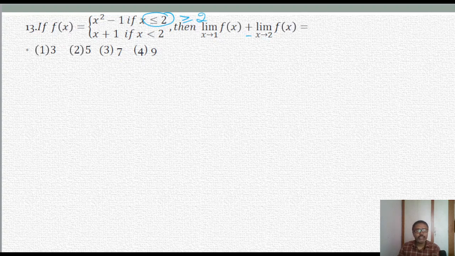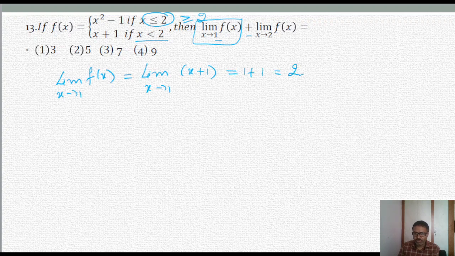Add them. So condition is given at 2. At 1 we don't have any condition. At 1 we have only one function. At 1 which function we have? We have this function with the condition x is less than 2. X is 1, which is less than 2. So to find the limit of f of x as x tends to 1, no need to find LHL and RHL, because we have only one function there. That function is x plus 1. So limit of f of x as x tends to 1 is x plus 1 as x tends to 1. So your answer is 1 plus 1, which gives you 2.